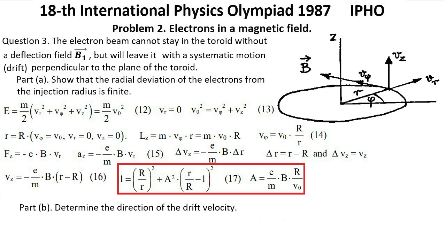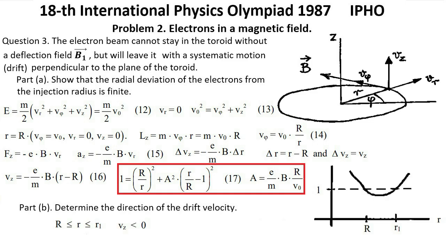Discussion of the curve of the right side of equation 17 gives the qualitative result shown in the following diagram. Hence R1 is finite. Since R is less than or equal to r, which is less than R1, with r equal R1, equation 16 yields v_z less than 0. Hence the drift is in the direction of the negative z-axis.